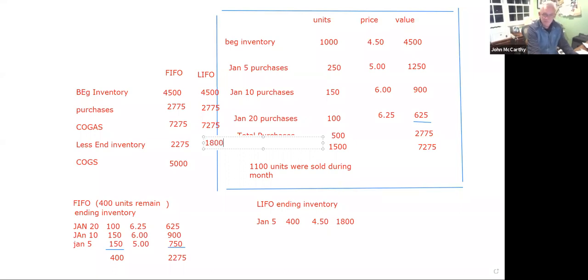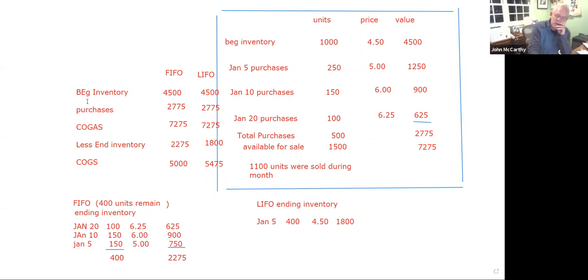So that gives you LIFO ending inventory, and then you subtract this, and what's that give you? 54.75. Pretty sure. Let us double check. $54.75. Right. That's how I would do it. That's how you do LIFO, FIFO.